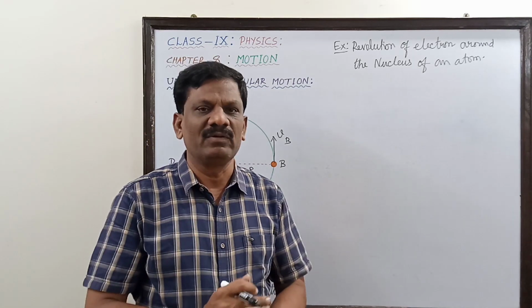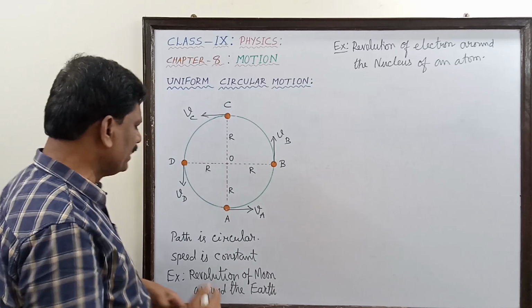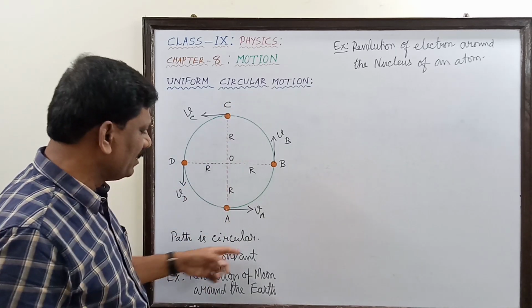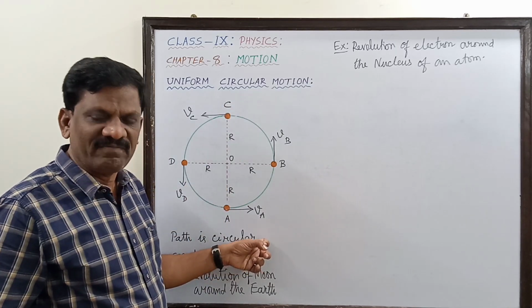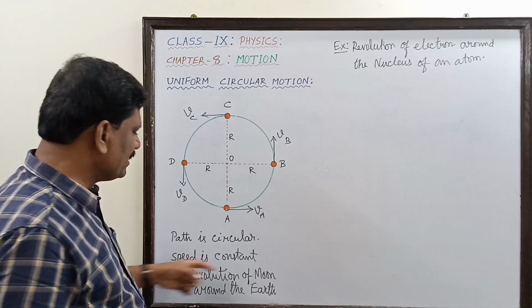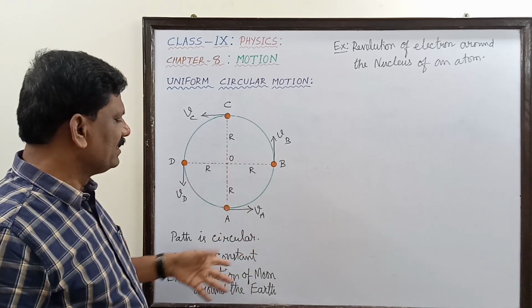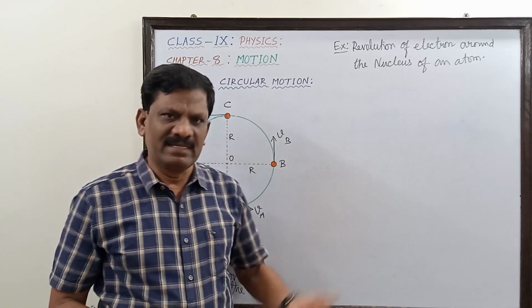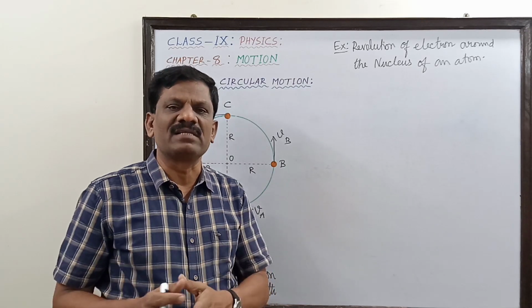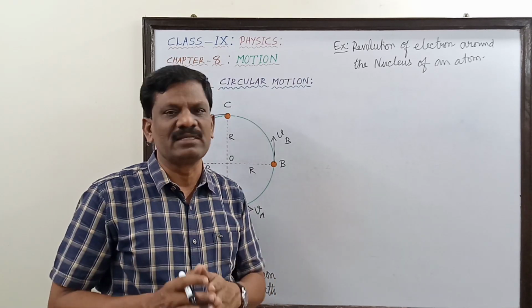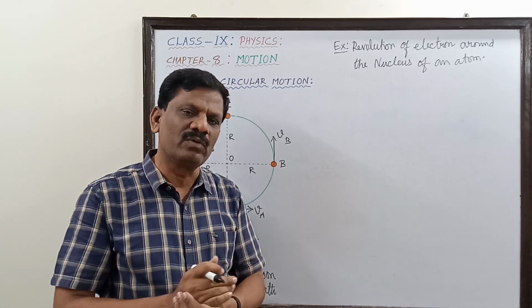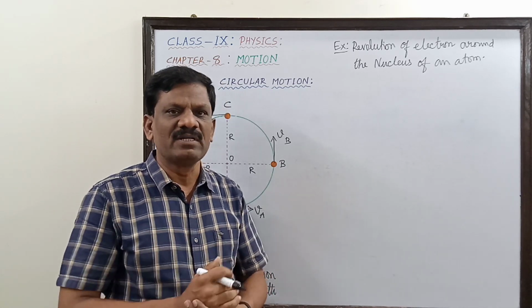So take care. Okay. So 2 points should be remembered in uniform circular motion. The path is circular, the circumference of a circle, and the speed is constant. Other than this, there are many other examples. Wherever the speed is constant and the body is moving along a circular path only is called uniform circular motion. I hope you must have understood well. Fine.